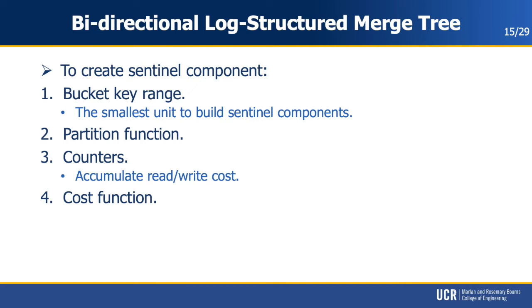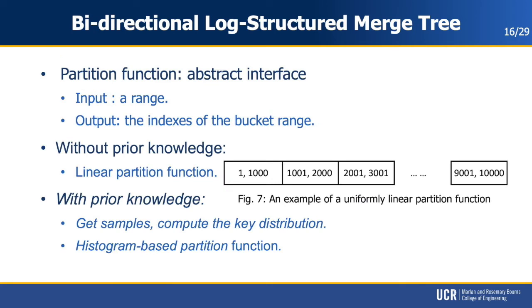Next, let's look at more details. Due to the time limit, I cannot cover every technical detail in the paper. If you are interested, please refer to our paper. There is a lot of flexibility for the partition functions. We can use the linear partition function to uniformly partition the whole key range, like the example in Figure 7. If we can get samples of the workload, we can build a histogram to know the key distribution and have a non-uniform partition function. Simply speaking, the partition function should return the indexes of the bucket range for the given key range.